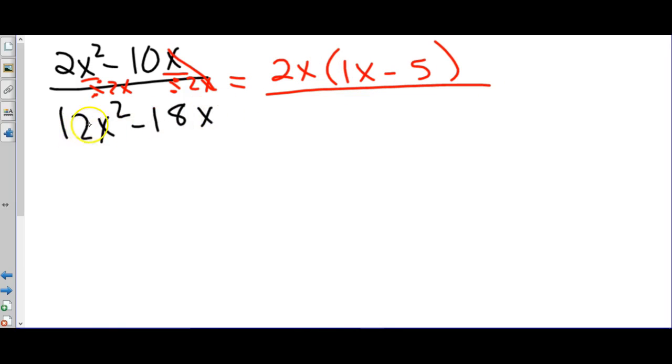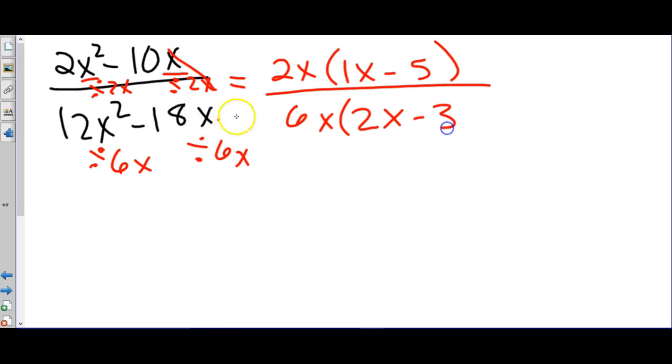Then we do the same thing on the bottom, greatest common factor. 12x squared and 18x. 12 and 18 have a couple that will divide in, but we want the biggest, and the largest one that divides into both of them is 6x. So 12x squared divided by 6x. 12 divided by 6 is 2. X squared divided by x is x. Negative 18 divided by 6 is negative 3. X divided by x cancels.